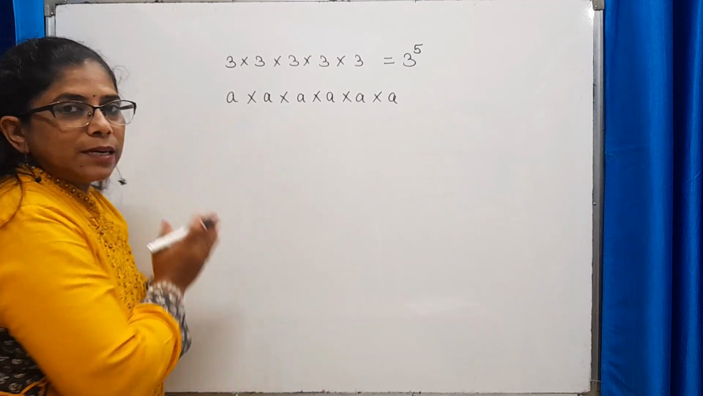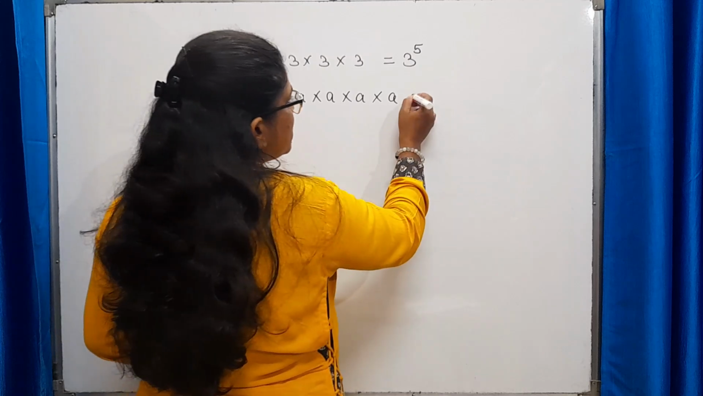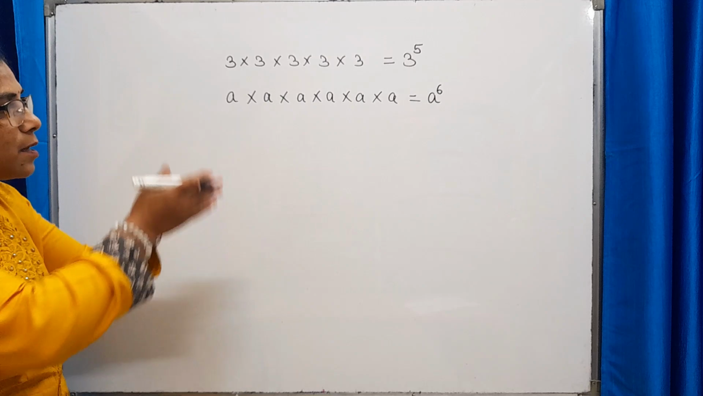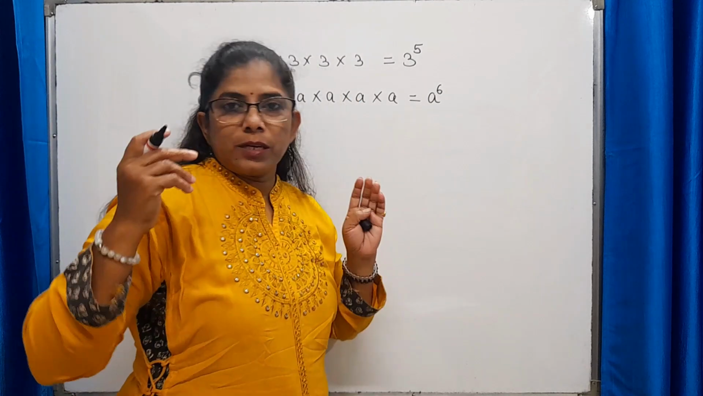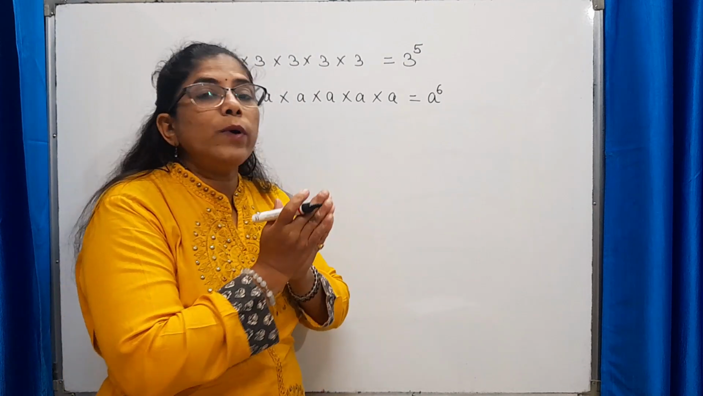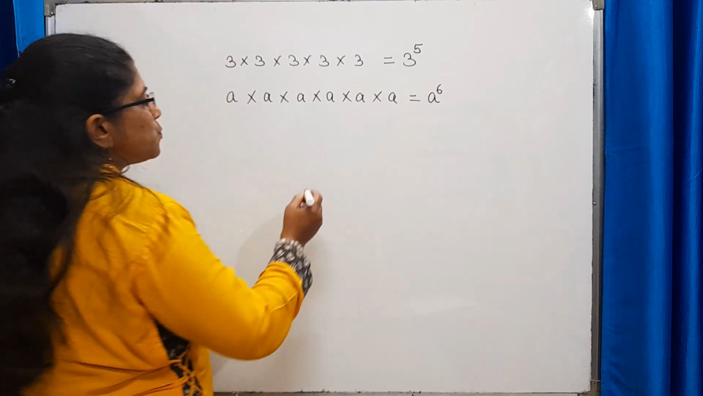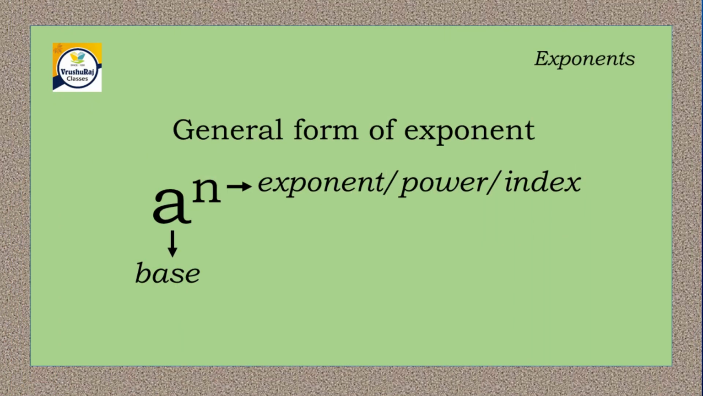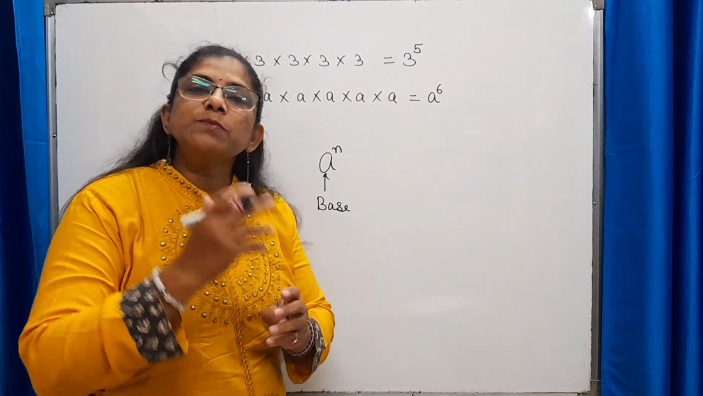Now here in the second example, A we are multiplying 6 times. So the same thing we can write this as A to the power of 6. The meaning is we are multiplying A 6 times. So in general, how we write this exponent? In general, this exponent is expressed as A to the power of n, where this A is called as base. Base means the term which is multiplied.